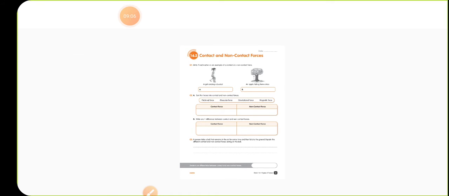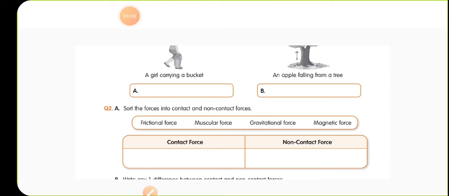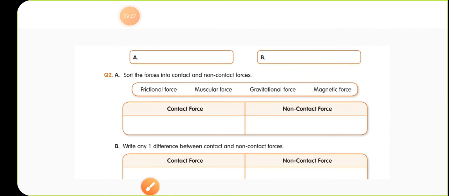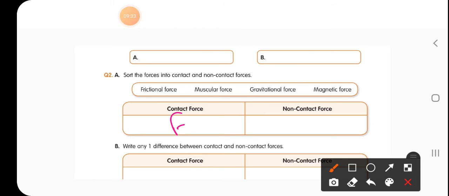Okay, so after completing this, let's have a quick look at the worksheet part, children. In your worksheet, they are asking to write whether each action is an example of contact or non-contact forces. Here you can see a girl is carrying a bucket. That means it's a contact force. Whereas an apple is falling down from the tree. It's a non-contact force. Okay, now the second question. Sort the forces into contact and non-contact forces. Four are there. Frictional force is a contact force. Muscular force is also a contact force, whereas gravitational force and magnetic force are non-contact forces.